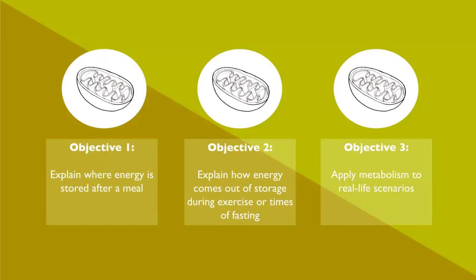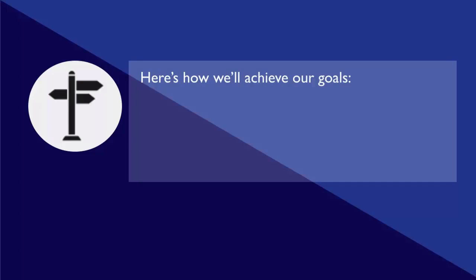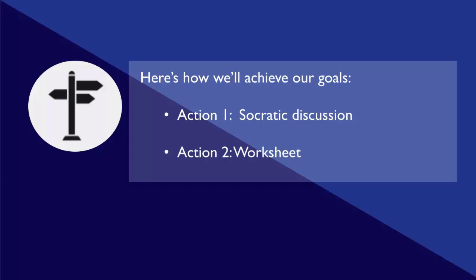At the end of this lesson, students should be able to explain where energy is stored after a meal, explain how energy comes out of storage during exercise or in times of fasting, and be able to apply energy metabolism to real-life scenarios. We'll achieve these goals through a Socratic discussion with the students about metabolism and an activity where students label a worksheet with what metabolic processes are activated in different scenarios.